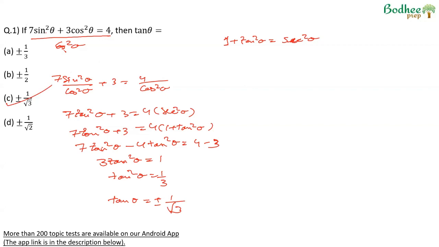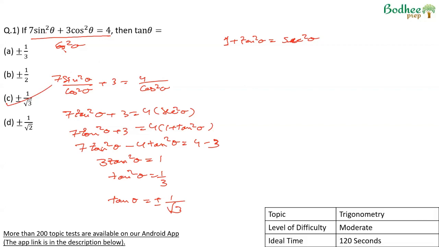I will call it a moderate level of difficulty question because it might not strike upfront that we want to convert it to sec. Once that happens, the question becomes pretty easy. It's just a one-step question after that. But to reach that point, we might take maybe 2 to 2.5 minutes.